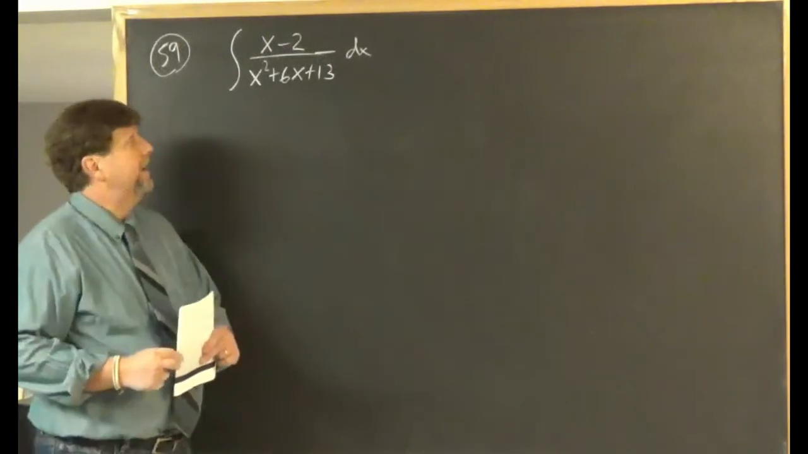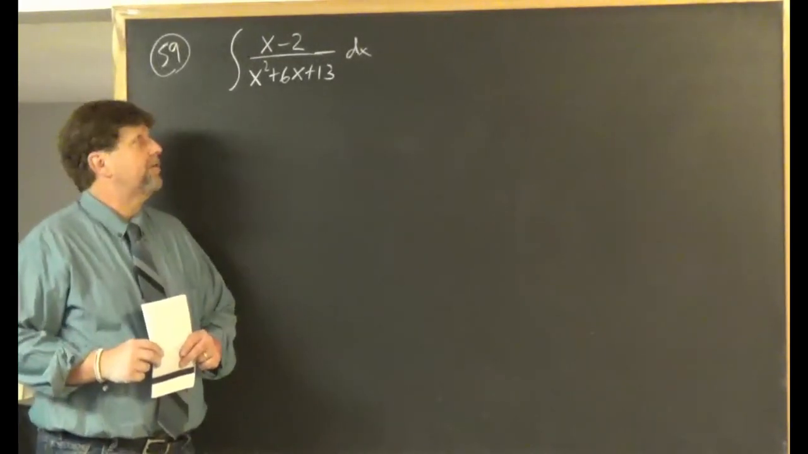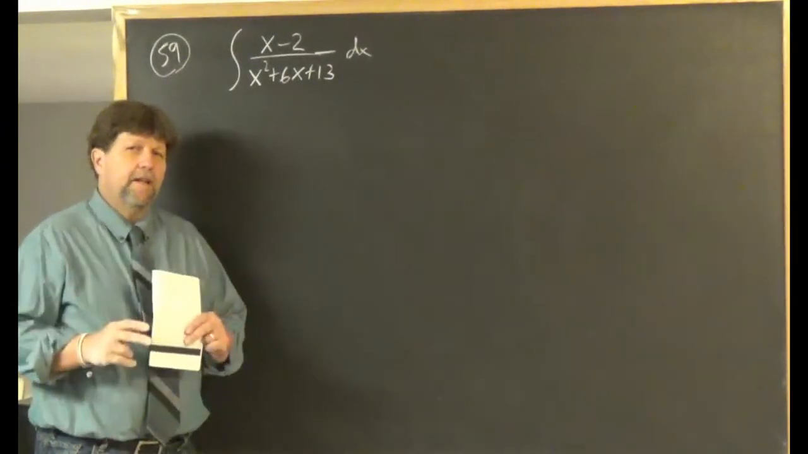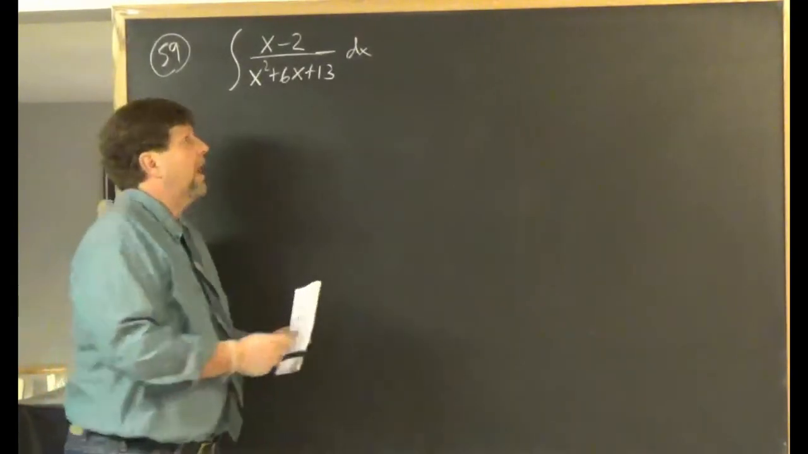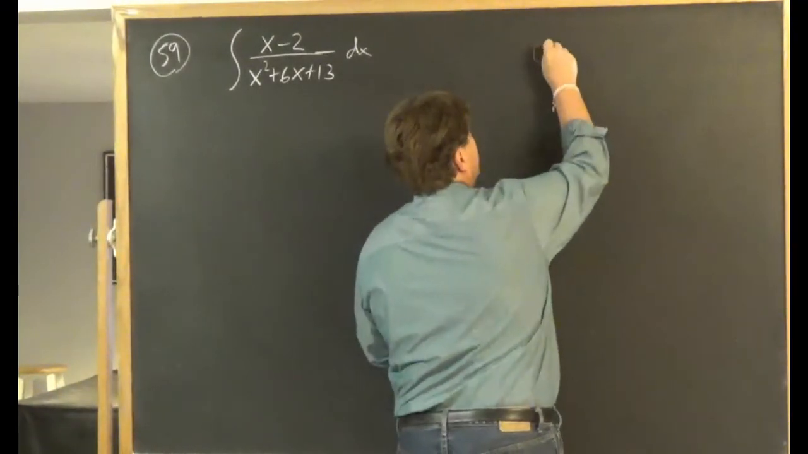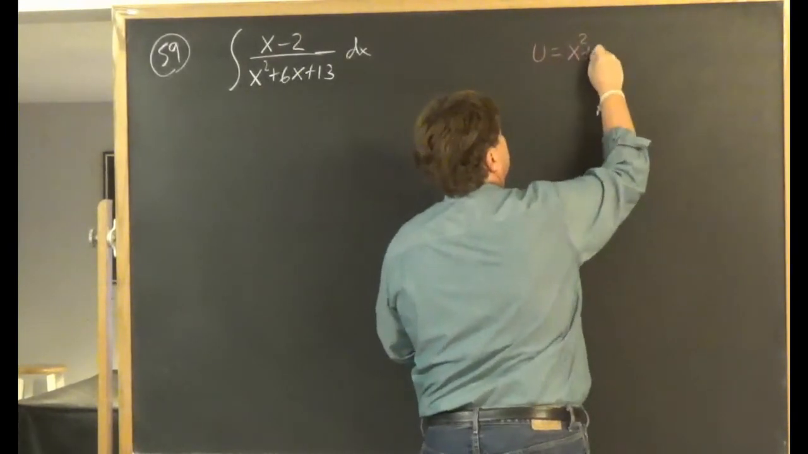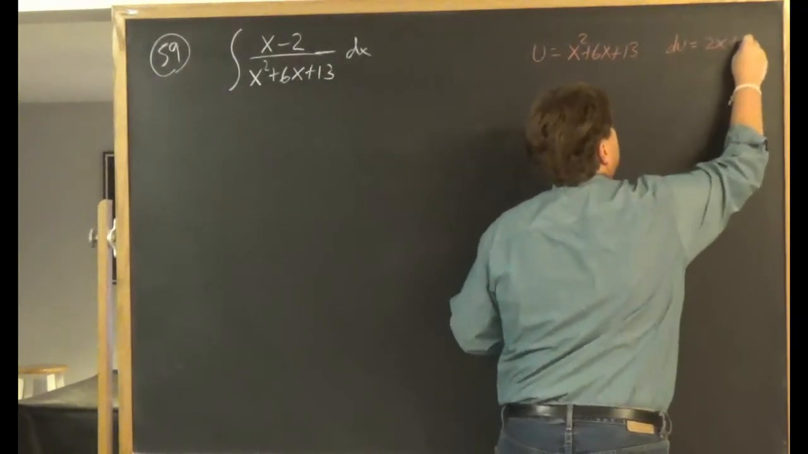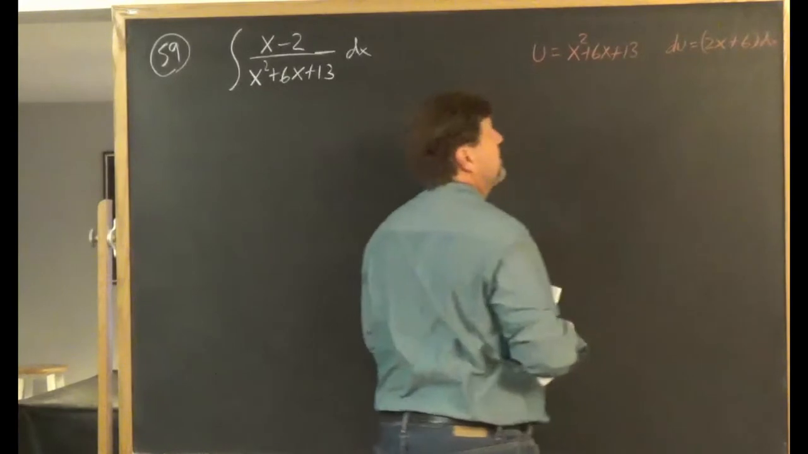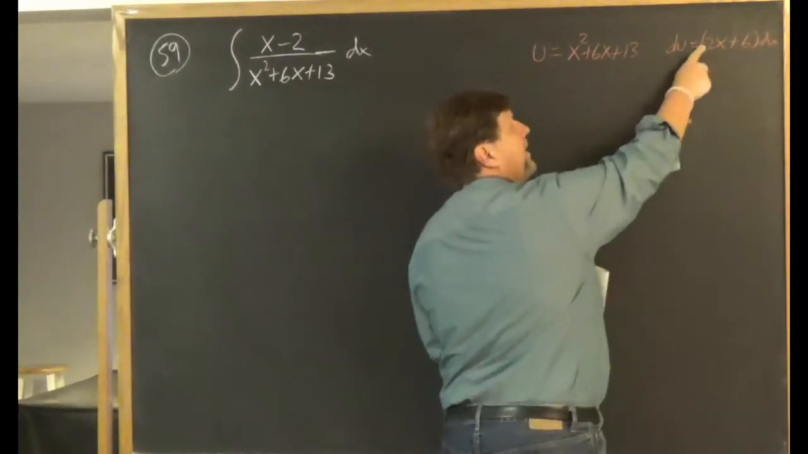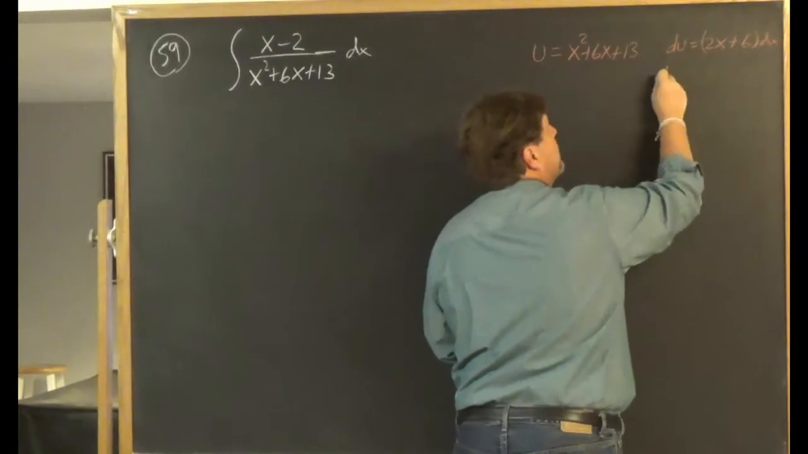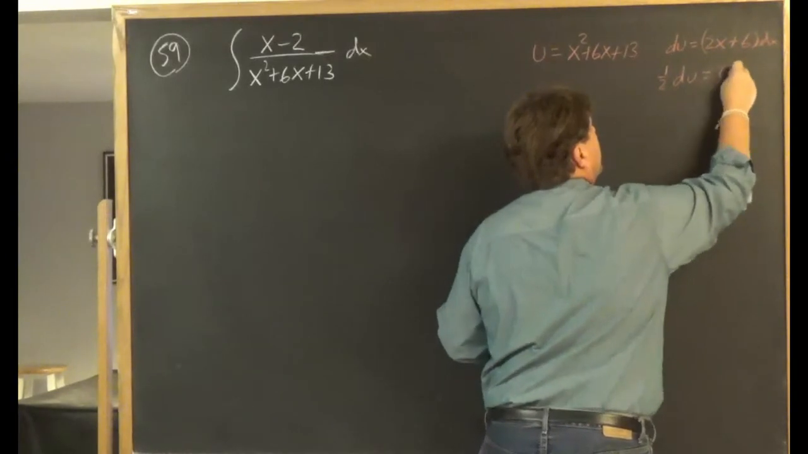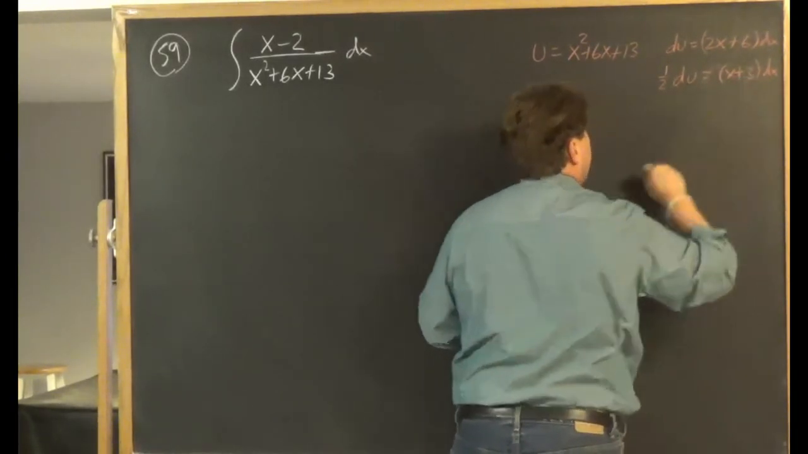All right, 59, integrate x minus 2 over x squared plus 6x plus 13 dx. The first thing I would try is letting u equal the denominator. Then du is 2x plus 6 dx. Or, I could factor out a 2, divide both sides by 2 to get 1/2 du equals x plus 3 dx.